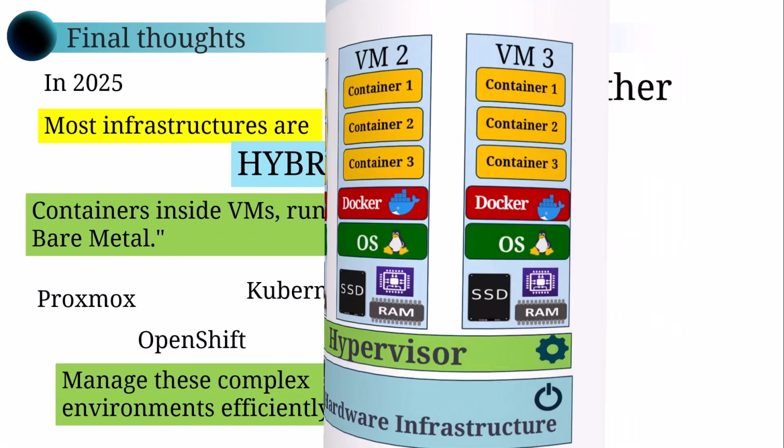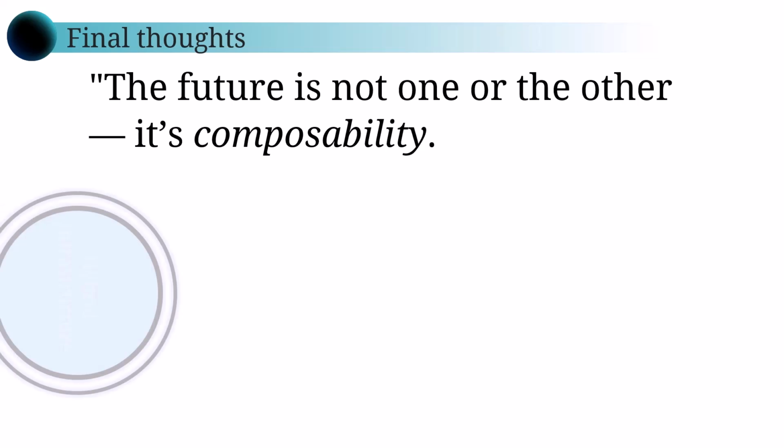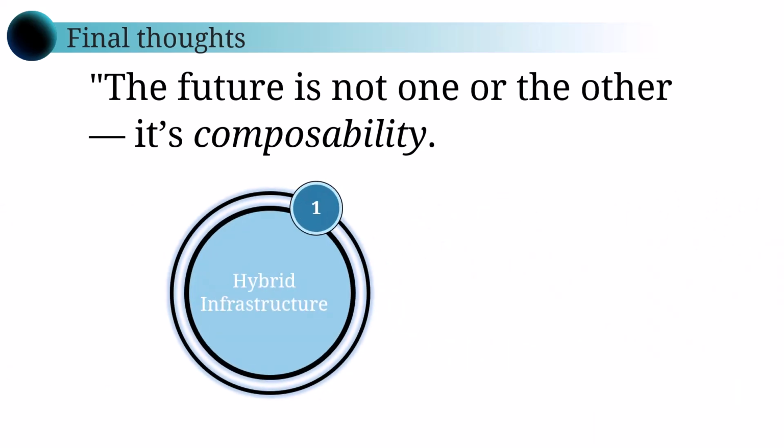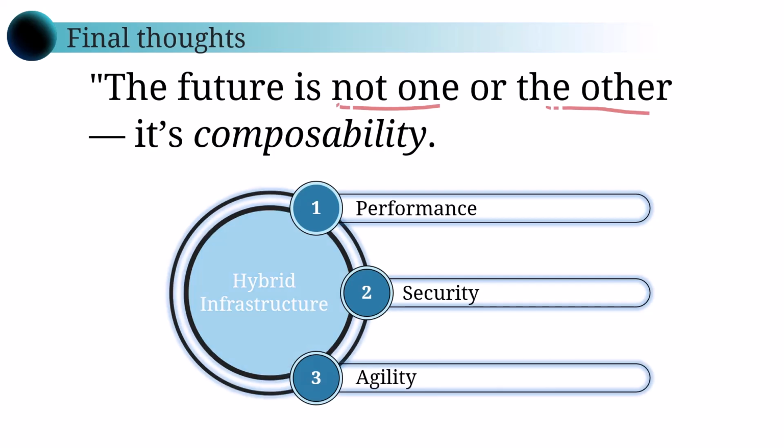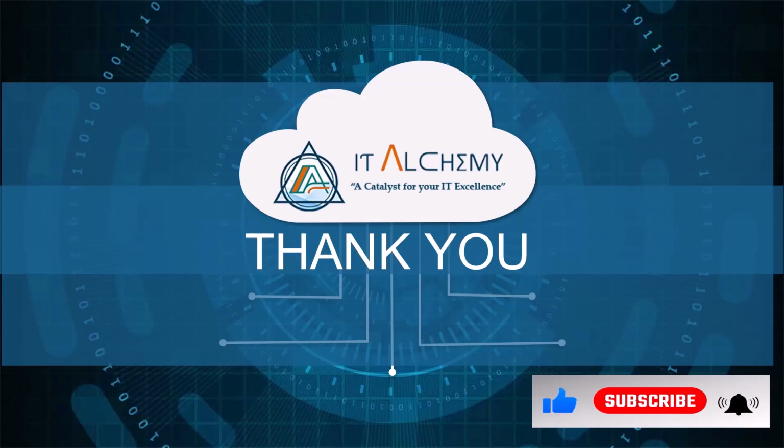In today's cloud native world, it's not about choosing one technology over the other. It's about choosing the right tool for your job. Many organizations use a mix of all three. The future is composability, and these decisions are made based on the performance, security, and agility of the platforms. So, whether you are a DevOps engineer, a system architect, or just curious about how modern infrastructure works, understanding the difference between bare metal, VM, and container is the key.